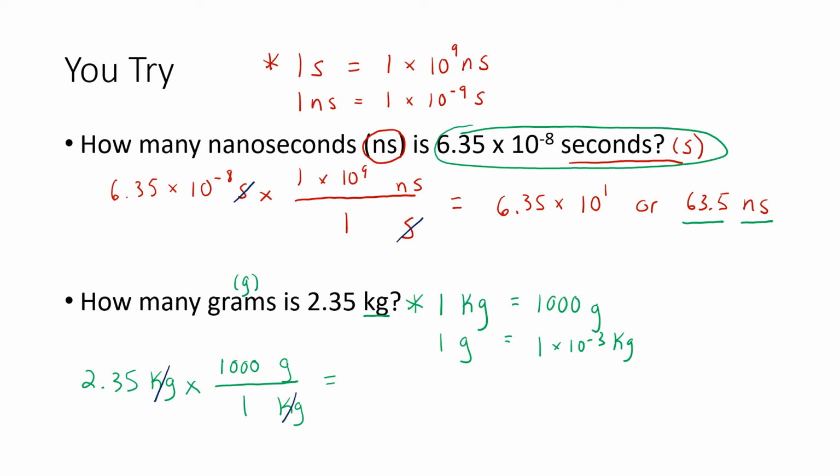They will cancel, and our units will be left in what's in the upper right corner here, which is grams. So we're going to multiply 2.35 times 1,000. So our final answer for the problem will be 2,350 grams, including the number and the unit.